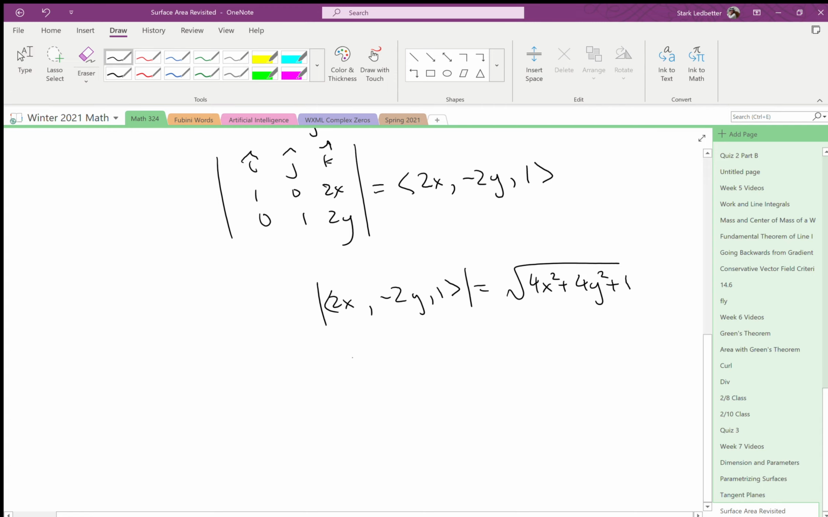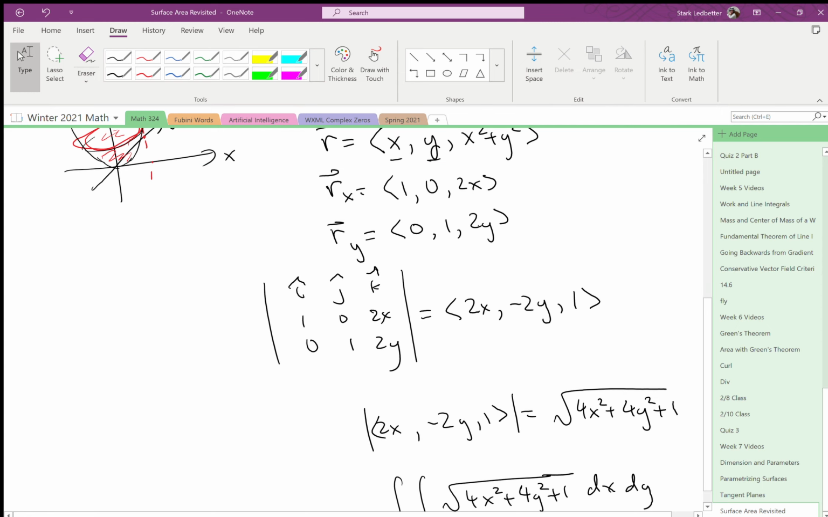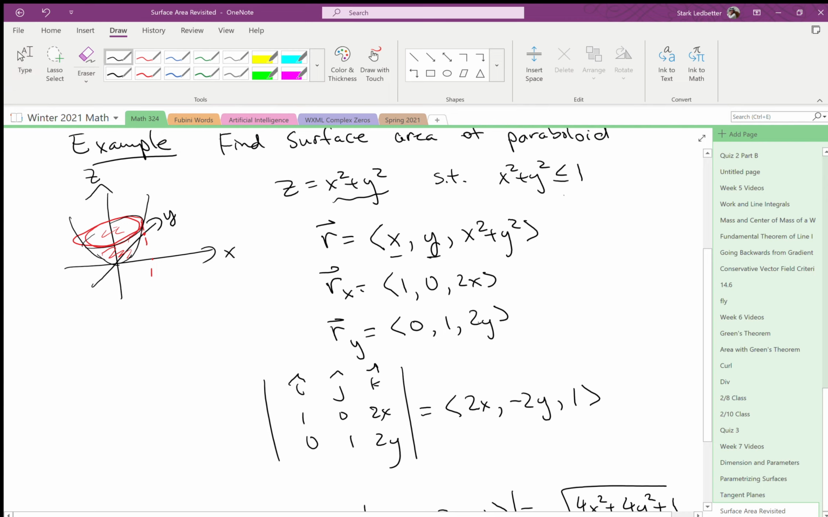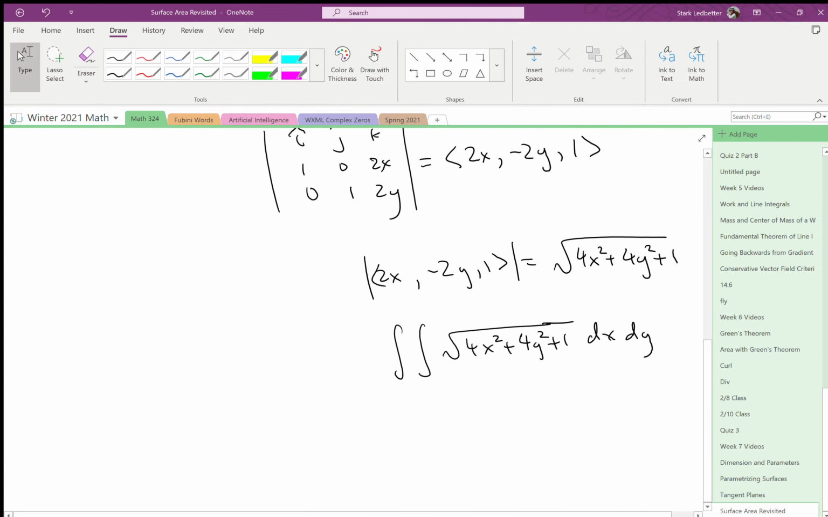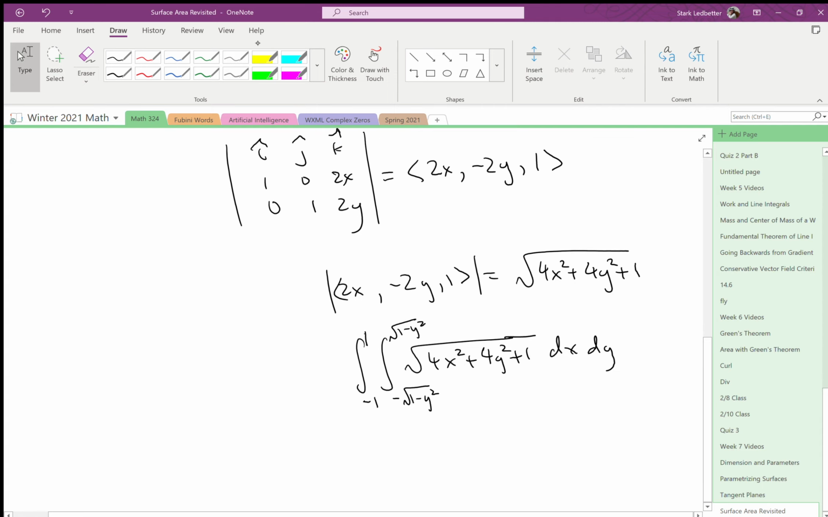So what we're looking for is the integral of the root of 4x squared plus 4y squared plus 1 dx dy, and then we need bounds for that, which is kind of ugly. That's in that circle. So if we really wanted to, y goes from negative 1 to 1, and x goes from negative the root of 1 minus y squared to positive the root of 1 minus y squared. That's not great. Also, this is really hard to integrate. I don't know how to integrate that with respect to x. So we would have to convert to polar anyways.